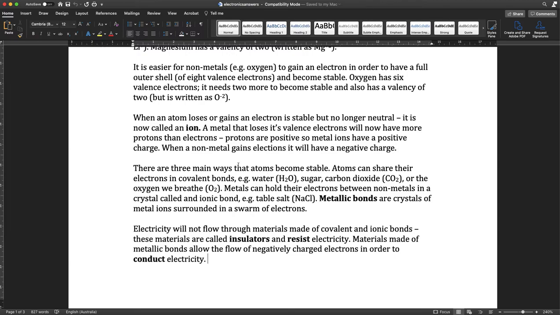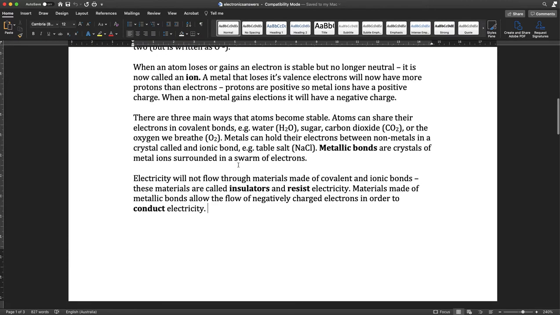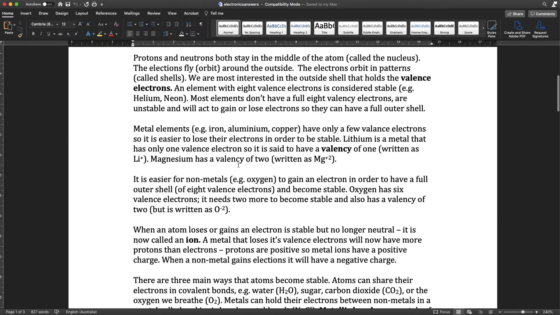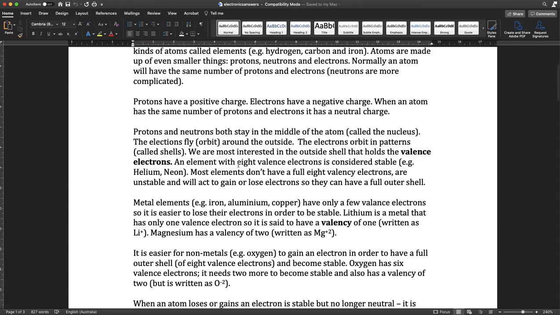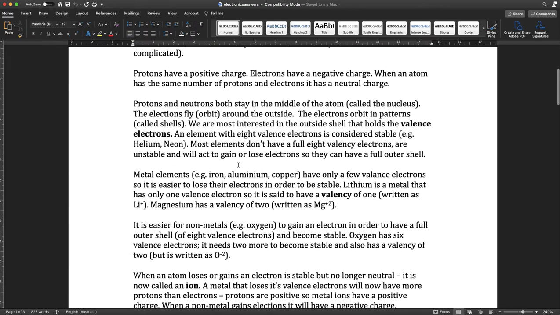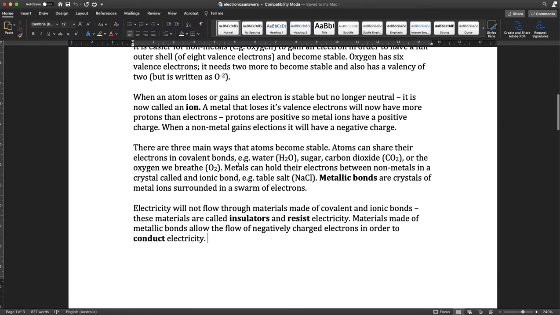Non-metals, like oxygen, it's easier for them to gain electrons in order to have a complete shell and become stable. Oxygen has 6 valence electrons, so that means it really wants to gain 2. And this is written as O with a -2 as a superscript. When an atom loses or gains an electron, it's no longer neutral. What is that called? Do you guys remember? It is called an ion. I-O-N, not iron.